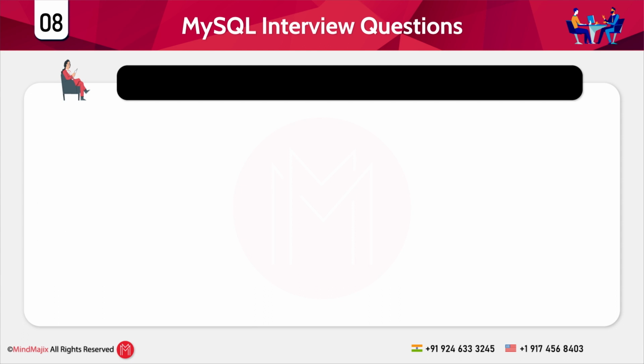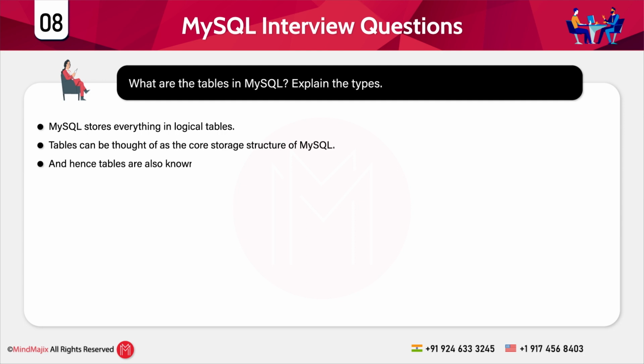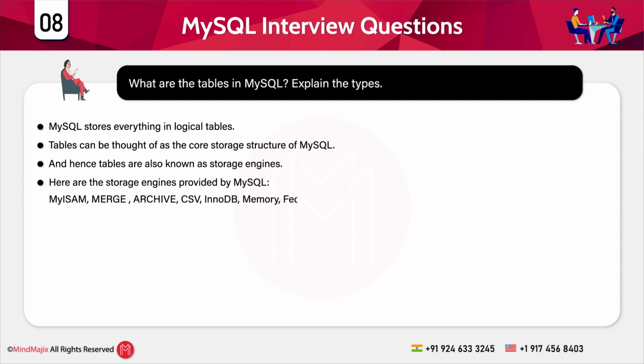The next question is, what are the tables in MySQL and explain their types? So MySQL stores everything in logical tables. So tables can be thought of as the core storage structure of MySQL. And hence, tables are also known as storage engines. So if you talk about the storage engines that are provided by MySQL, so here you have MyISAM, then you have merge, you also have archive, CSV, InnoDB, memory, and federated.